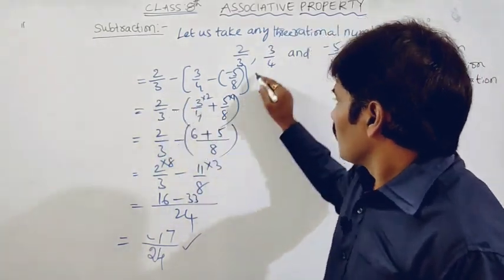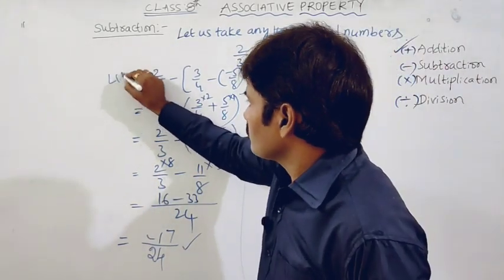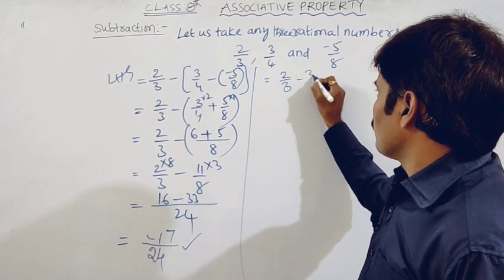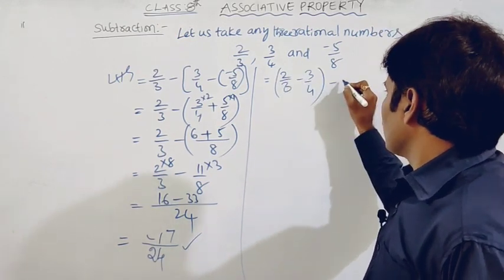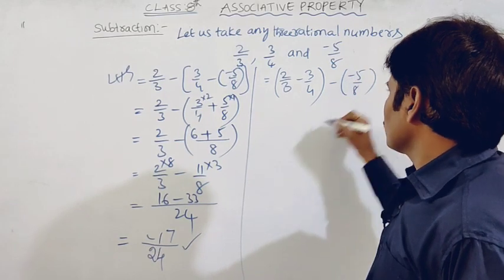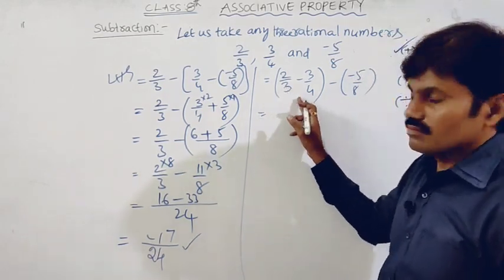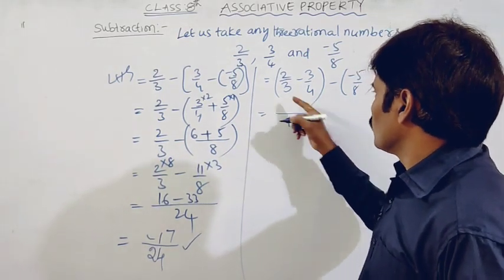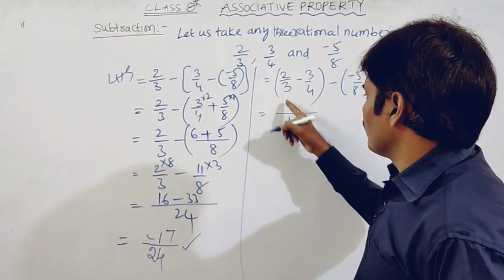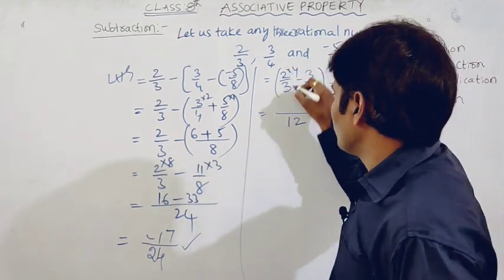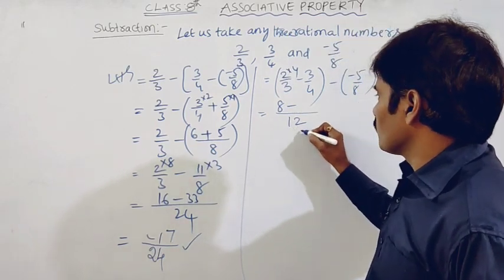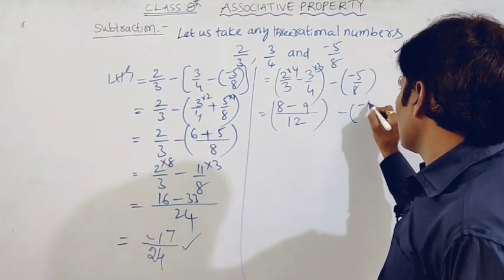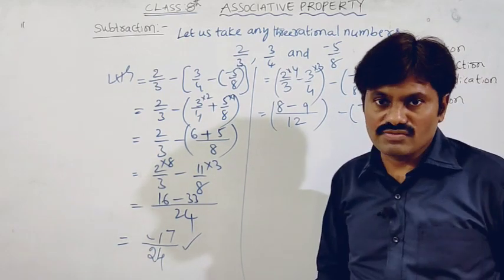Okay, now what is the RHS part here? That is 2 by 3 minus 3 by 4. Next we have to subtract minus 5 by 8. So first we have to simplify this one. According to BODMAS, the bracket first. So what is the LCM of 3 comma 4? 12. 3 divides 12 how many times? 4 times. So 2 into 4 is 8, minus 4 divides 12 3 times, so 3 into 3 is 9. Then minus of minus 5 by 8.